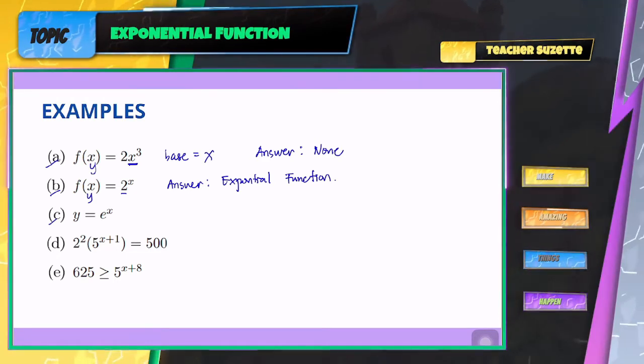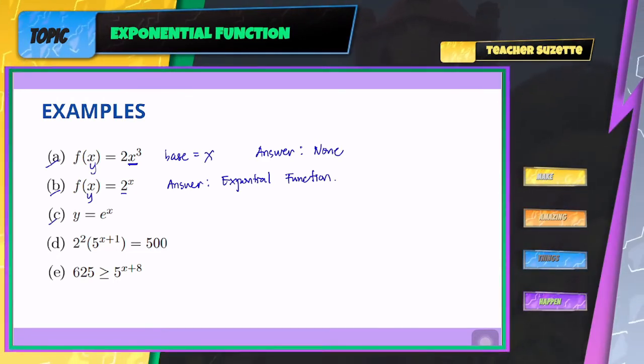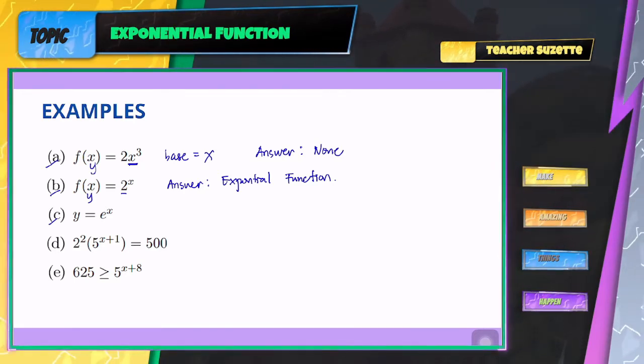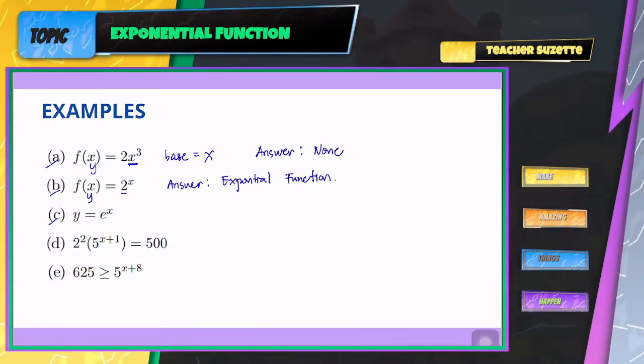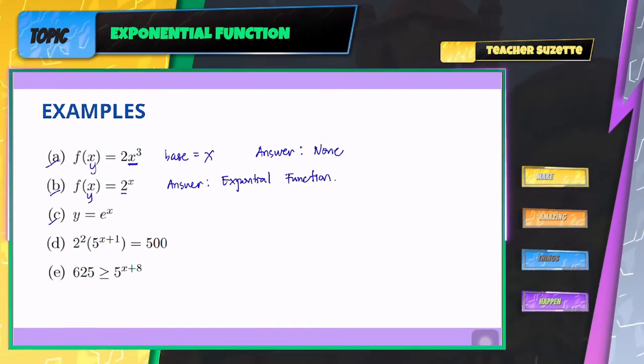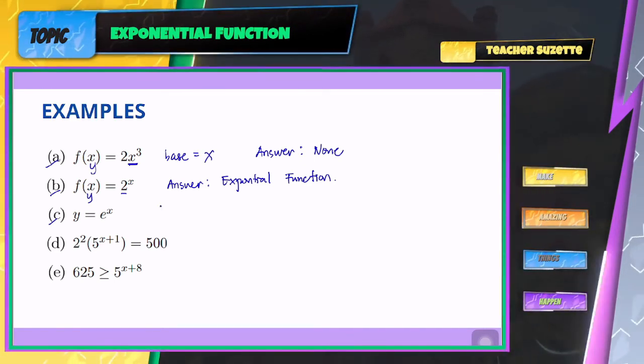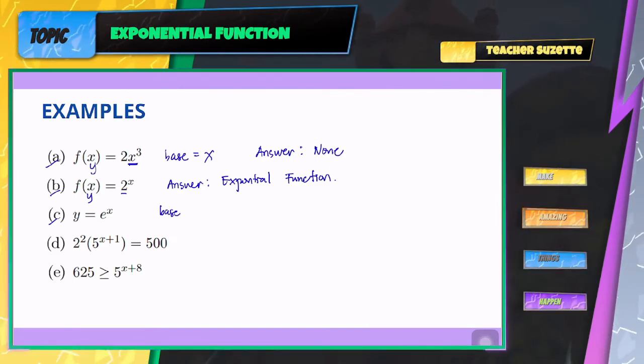Next, letter C, we have y is equal to e raised to x. So, nakita mo na rin na naka-equal siya sa y. And, tingnan naman natin yung base. So, mapapansin mo na ang base natin for letter C is equal to e.